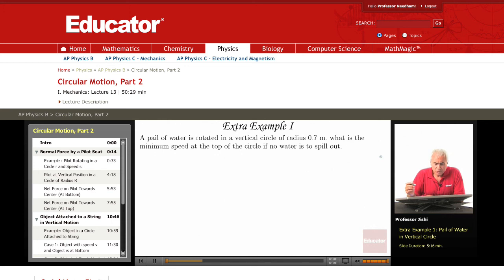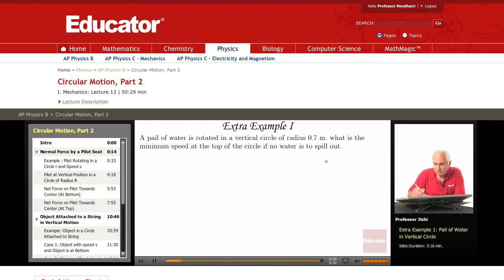I will go through 3 extra examples now. Our first extra example is about a pail of water which is rotated in a vertical circle of a radius 0.7 meters. What is the minimum speed at the top of the circle if no water is to spill out?